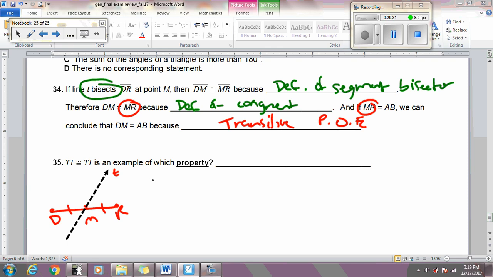And the last question, thank the Lord, we are almost done. It says TI is congruent to TI. I should have the segment bar at the top. Again, another typo, I'm sorry. This is an example of which property? Since you have the same thing on both sides, it is always the reflexive property. And this time it's the reflexive property of congruence, because it uses the congruent symbol.